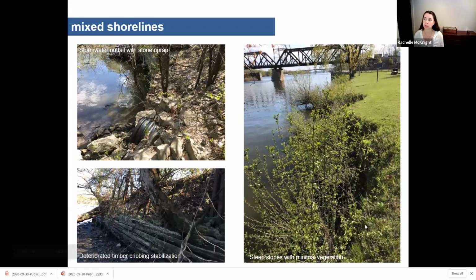There's really severe erosion happening here. There's really almost no slope. It just drops right down into the water and into the timber cribbing. But as you can see, some of these plants are attempting to stabilize the shore on their own. Here's another example of a stormwater outfall, and you've got some timber cribbing here that is sort of degraded back into the natural landscape.